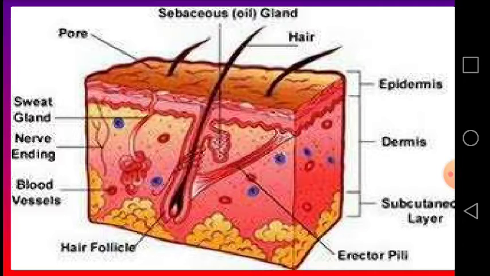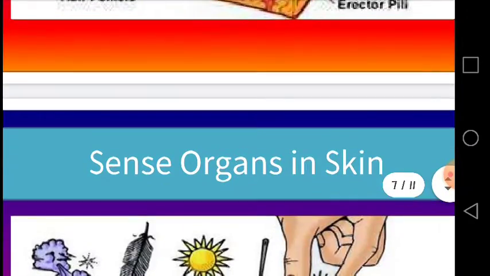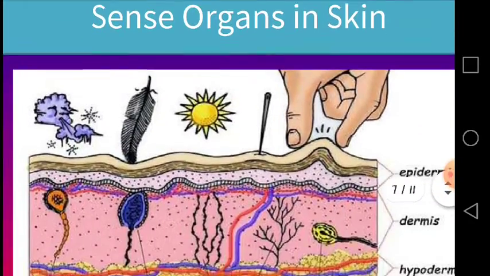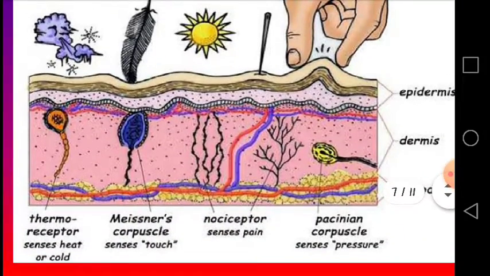Small arterioles are present in the skin, which help to maintain or regulate the body temperature. Now we are going to focus on the sense organs in the skin. There are specialized sense organs which show sensitivity towards pressure, pain, touch, and any change in temperature.